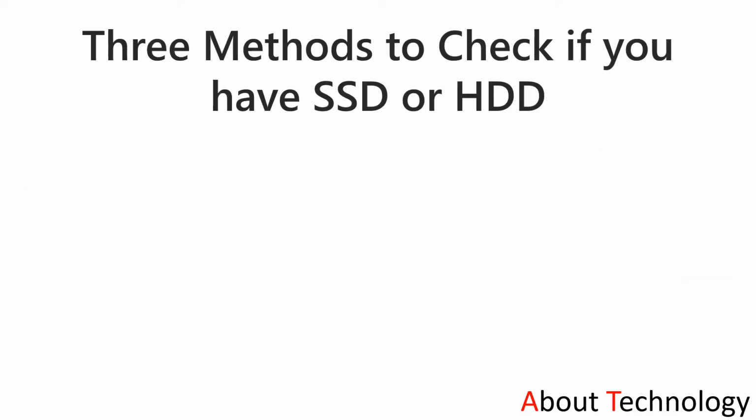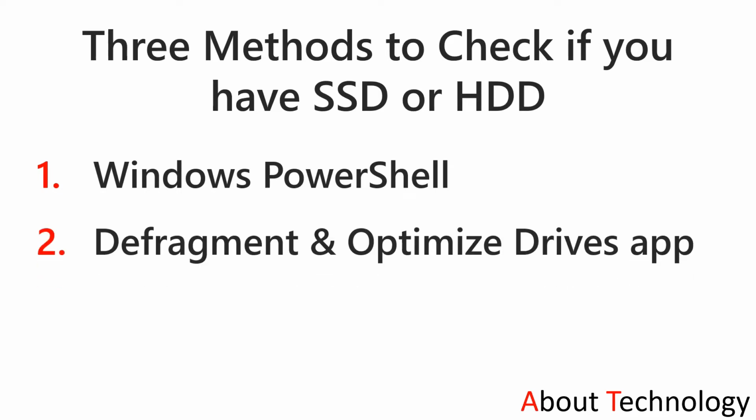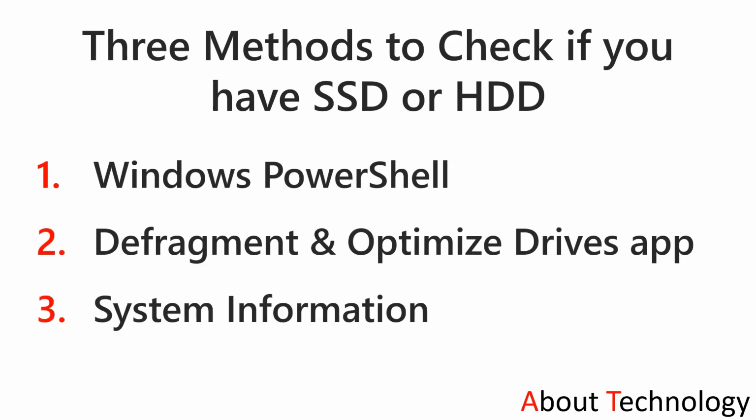We'll be using three methods to check whether your system has SSD or HDD. First, using Windows PowerShell. Second, using defragment and optimized drive app. Third, using system information. So let's get started.